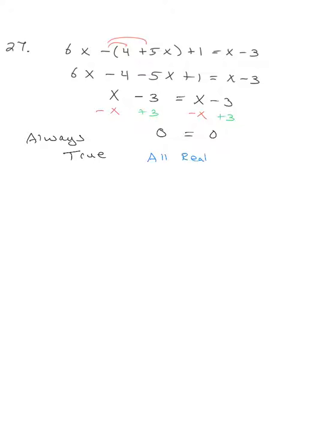So it's possible that even if you have an equal sign, the answer could be all real numbers if it reduces to exactly the same number on the left as you have on the right. Now let's compare that to the one with the inequality. Same idea, where in 28 you have 6x minus 4 plus 5x plus 1 is greater than x minus 3. Is the answer going to be all real numbers too?